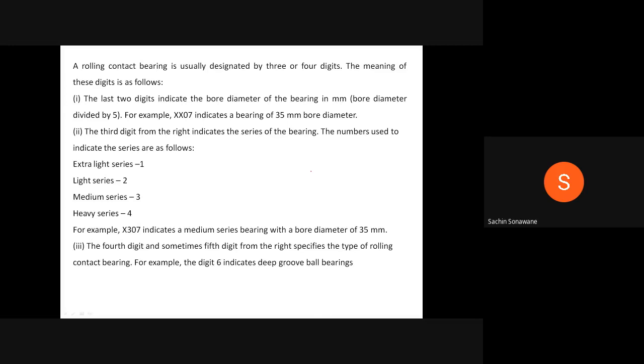The third digit from the right side indicates the series of the bearing. The numbers used to indicate the series are as follows: extra light series 1, light series 2, medium series 3, heavy series 4. For example, X307 indicates a medium series ball bearing with a bore diameter of 35 mm. The fourth digit and sometimes fifth digit from the right specifies the type of rolling contact bearing. For example, the digit 6 indicates deep groove ball bearing.